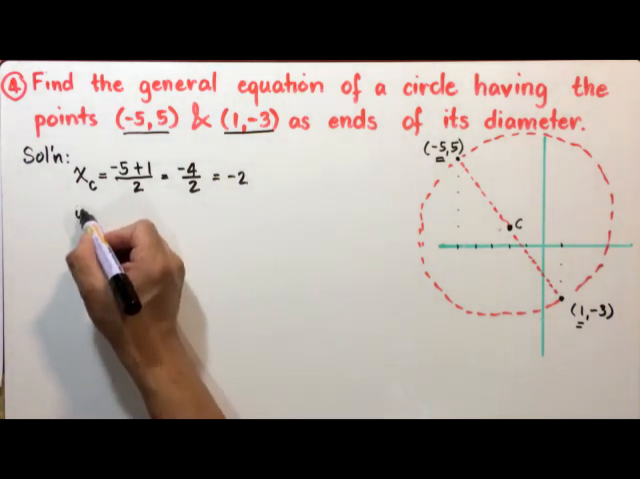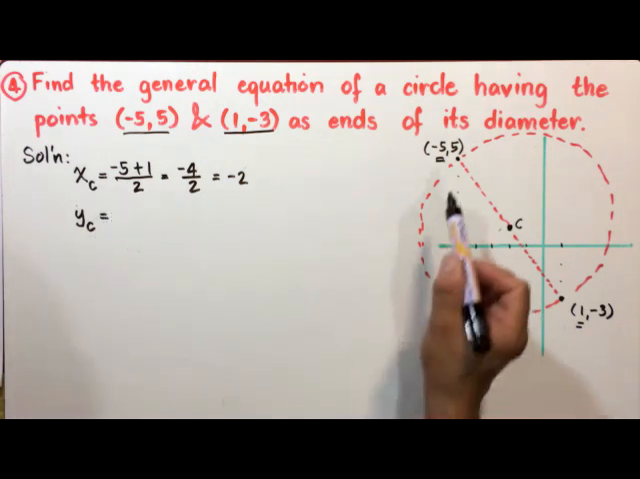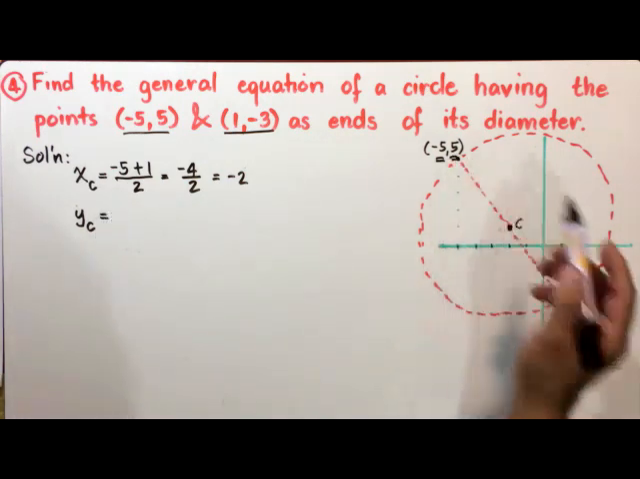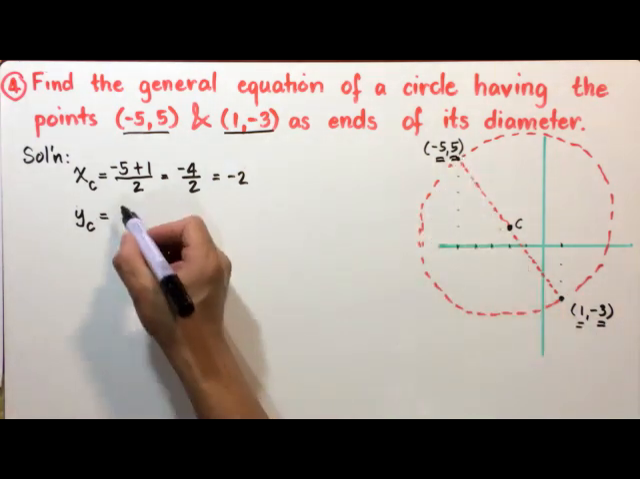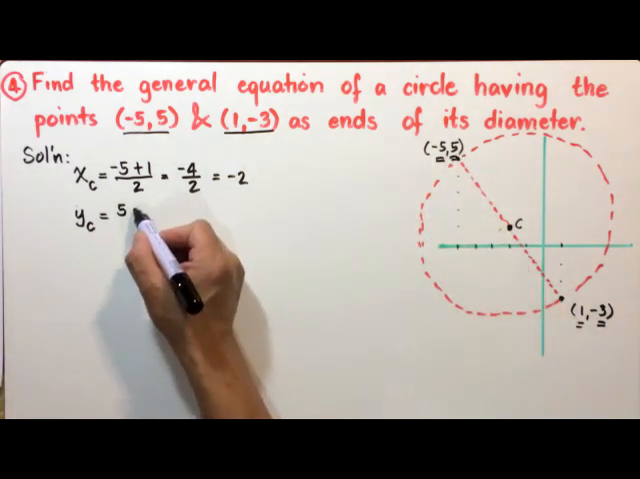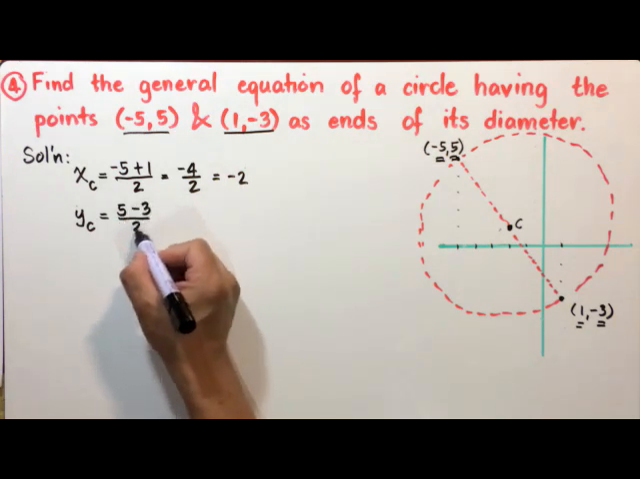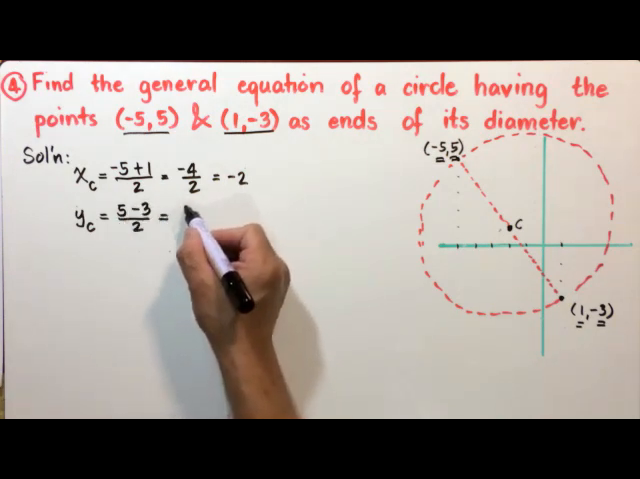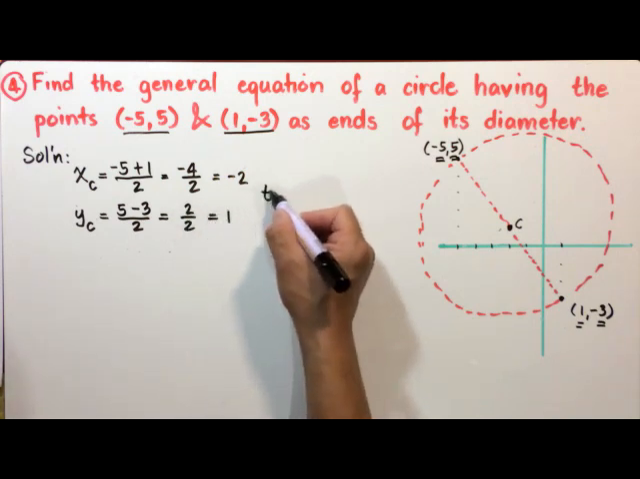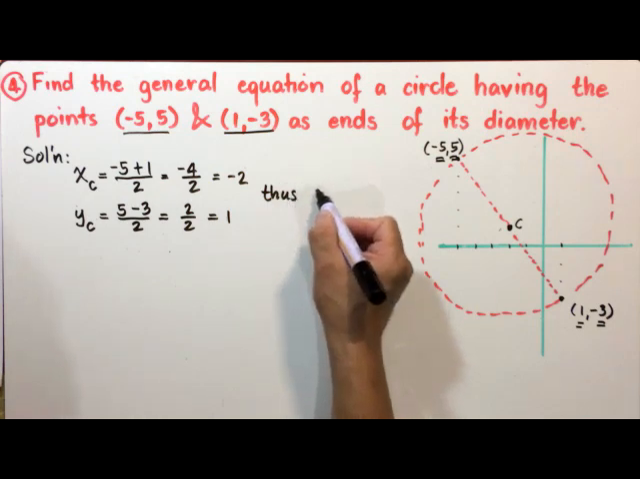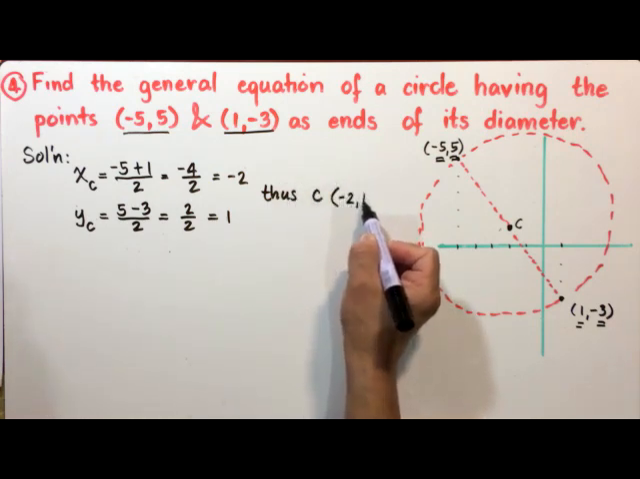Also, the y-coordinate of the center is just the average of the y-coordinates of these 2 points. So that's 5 and negative 3. So 5 plus the negative 3, which is minus 3, over 2. And that is 2 over 2, which is equal to 1. Thus, I would know that the center of the circle has coordinates (-2, 1).